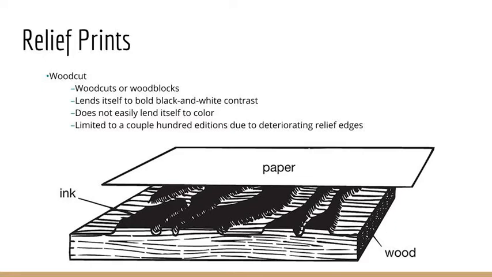But if you wanted to do 16 different colors, you'd have to carve 16 different pieces of wood and make sure that they all match up, and that's just really hard to do. So it's not really good for the woodcut process. Also, the prints that are made of woodcuts are usually limited to a couple hundred editions. It can't be in the thousands, because the relief edges will deteriorate over time as they're printed.